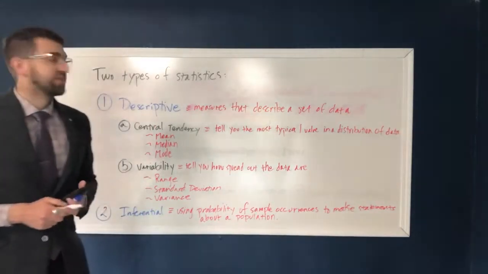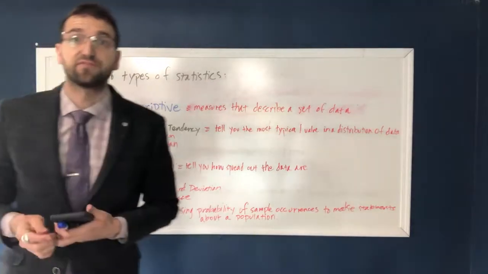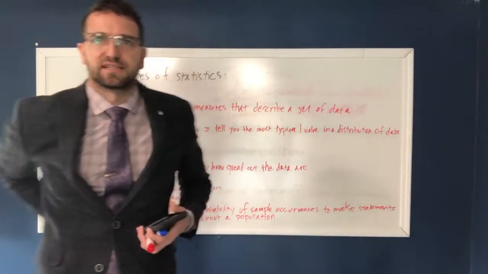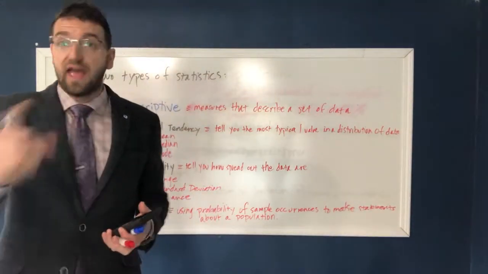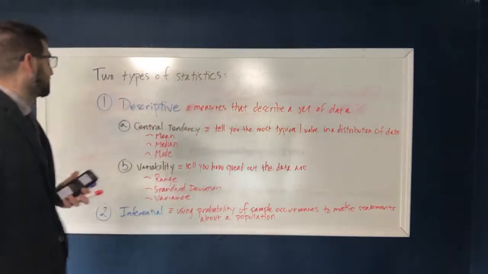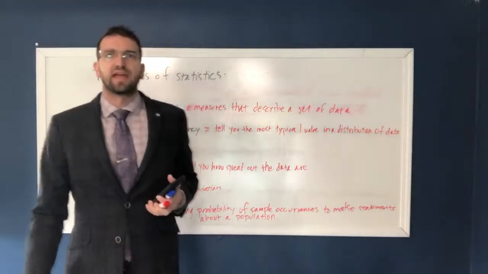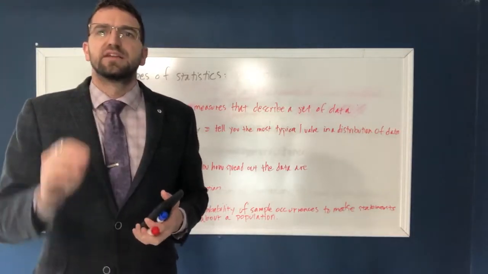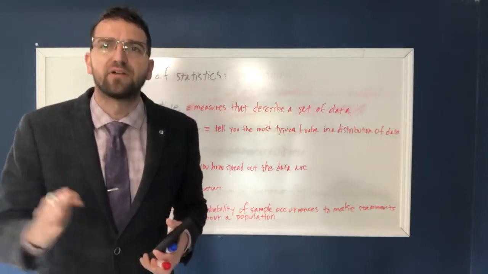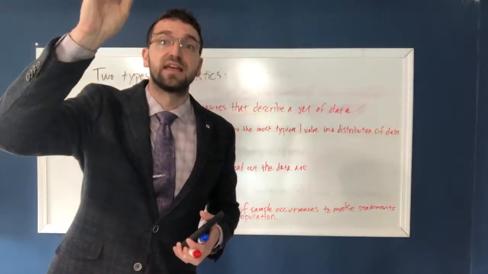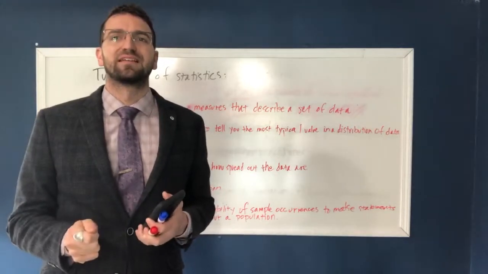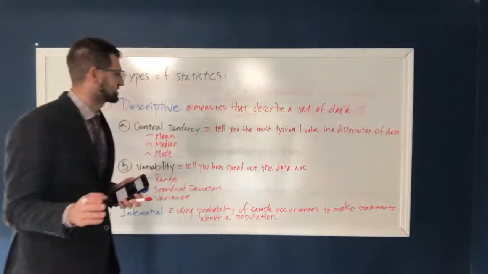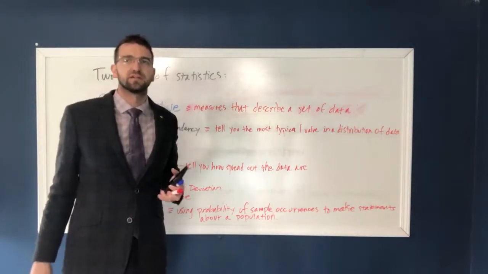The second type of statistics is inferential statistics. I really like inferential statistics, and they're very important. And I did mention them earlier. So what's the point of inferential statistics? It gives you a means to make a statement about your larger defined population based on your sample data. Using probability of sample occurrences to make statements about a population.